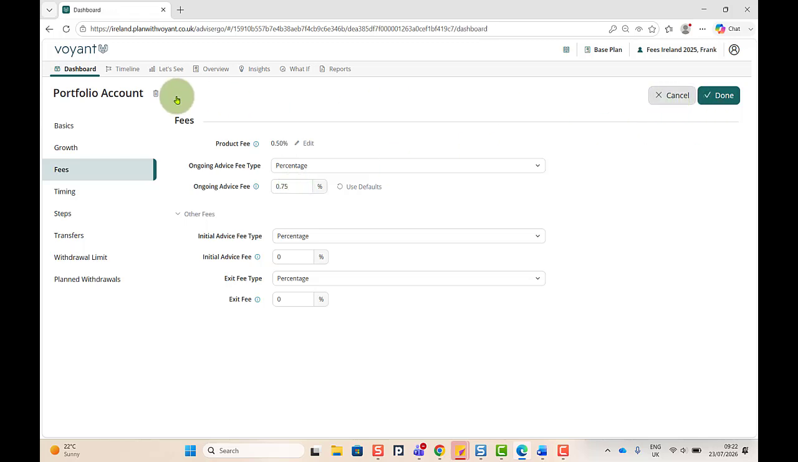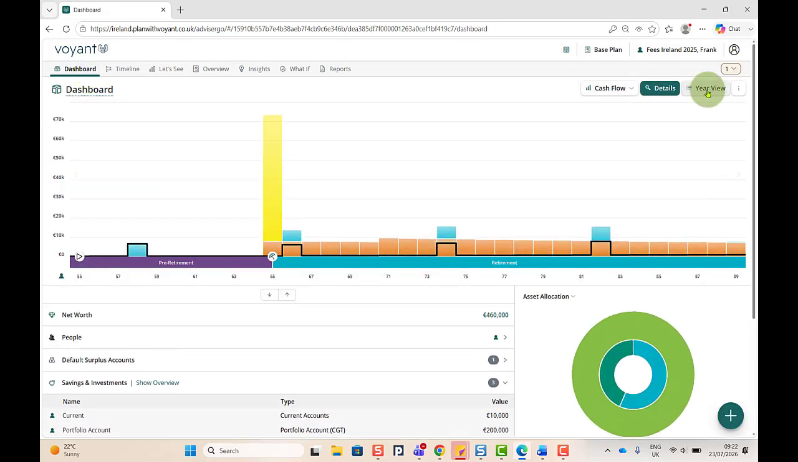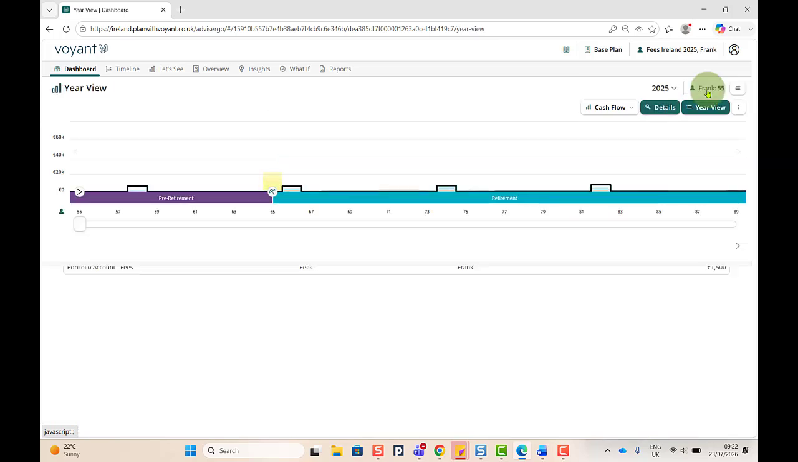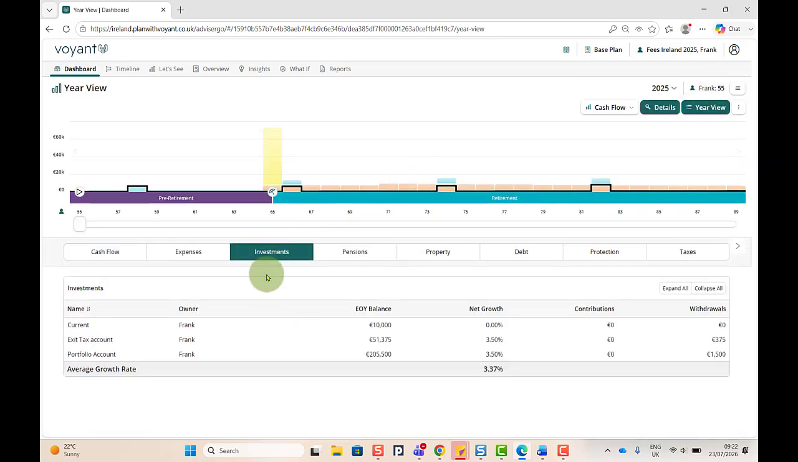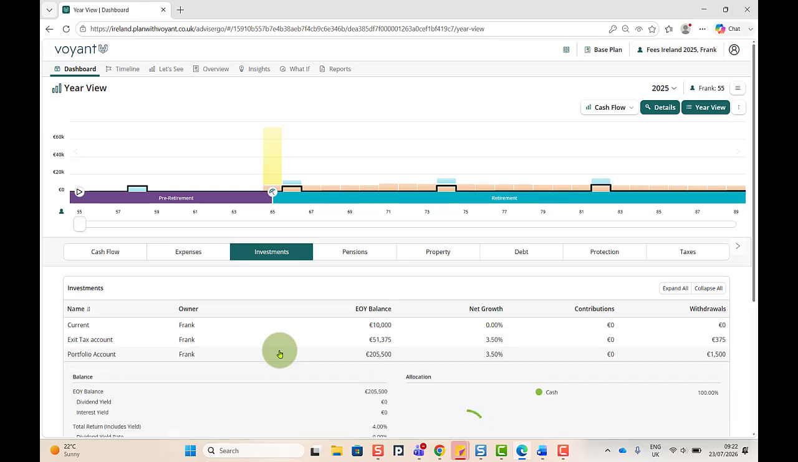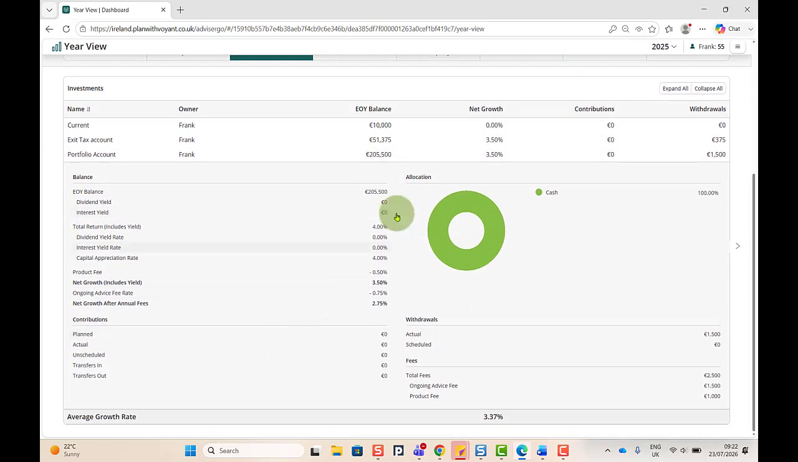So again, come out of that. From dashboard, I'll go to year view, investments, and the portfolio account. So just a quick run through again, we see the net growth rate there, which is the 4% gross growth rate, and the 0.5 product fee. The information only monetary value of the product fee is shown there, and the ongoing advice fee, the actual amount that was drawn, is shown here.